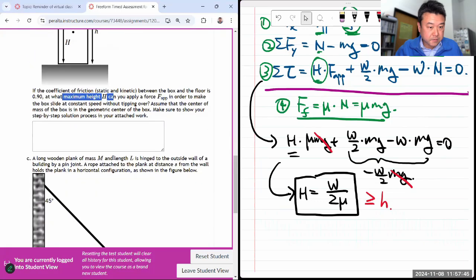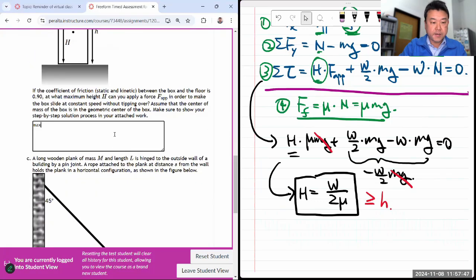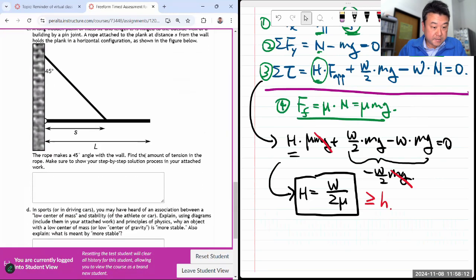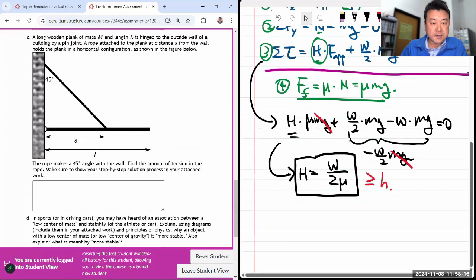All right, 6 minutes. So let me type in the answer here. Max height h is W divided by 2 times mu, or 0.8. So it's going to be W divided by 2 times 1.6, 2 times 0.8. So yeah, and it has correct units. Yeah. C, attach the work. All right, C. And all right, I gotta go faster with the C.